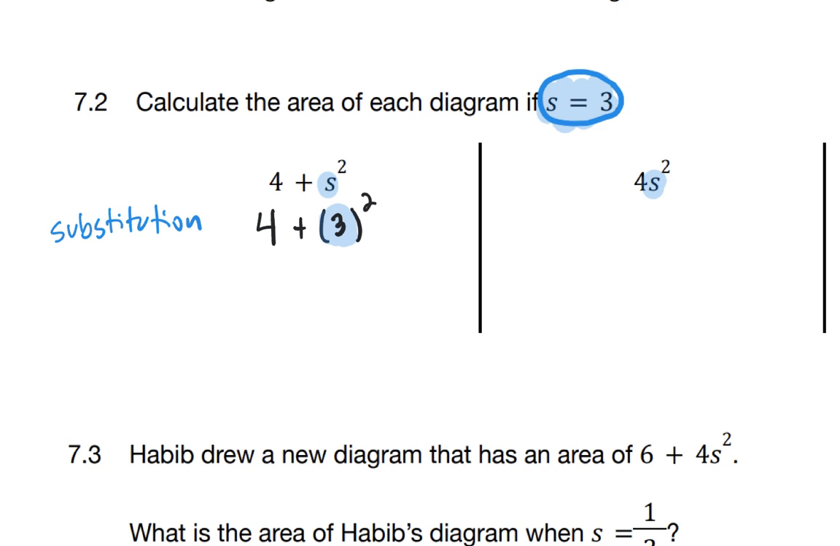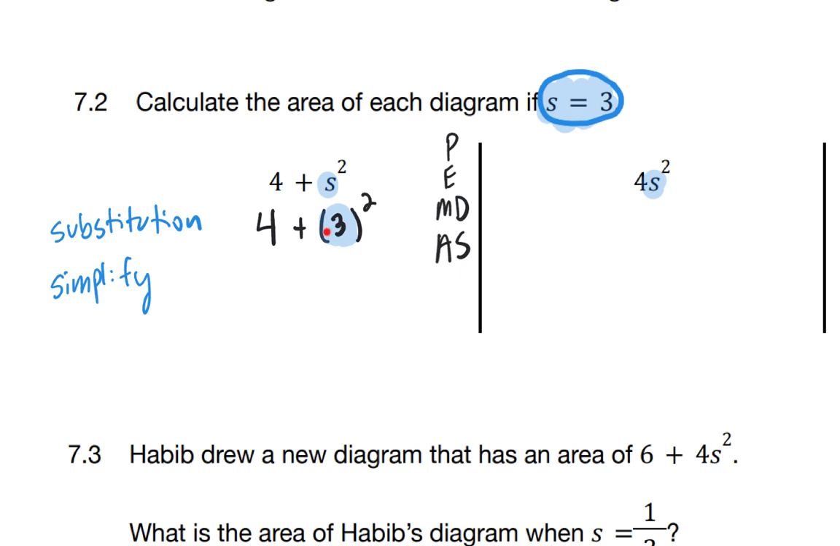And then you follow the order of operations to simplify. So for order of operations, we've got parentheses, exponents, multiplication and division, whichever is first in the problem, and then adding and subtracting, same thing.